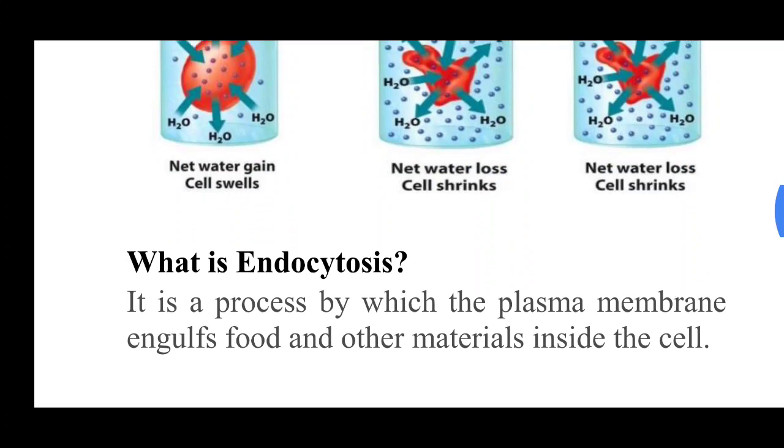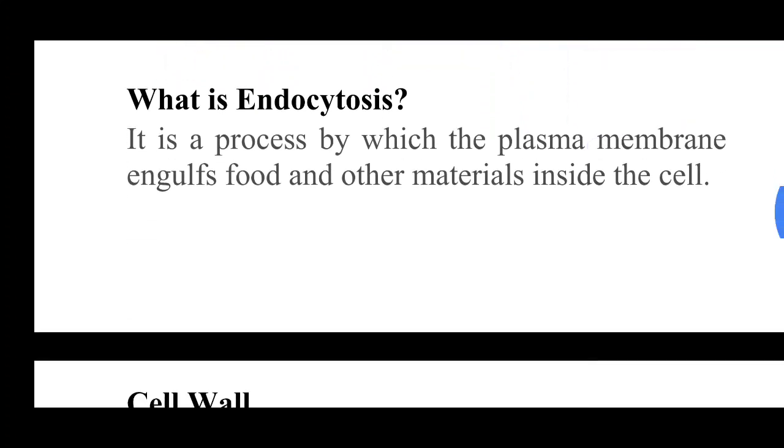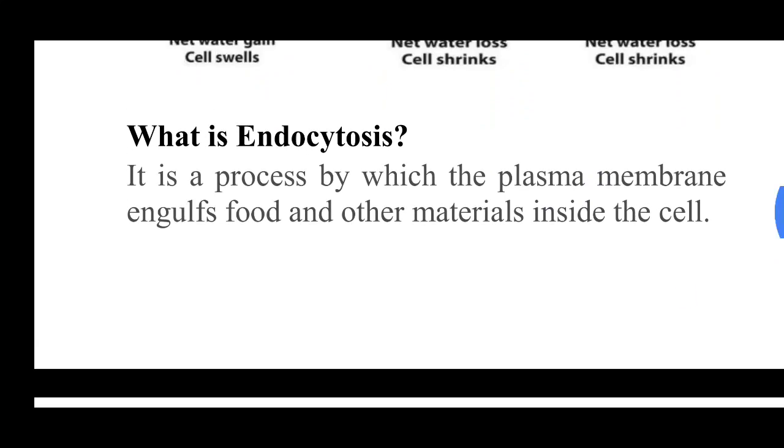Now next is, what is endocytosis? It is a process by which the plasma membrane engulfs the food and other material inside the cell. Now you would have seen an amoeba. How does an amoeba take up the food material? It moves with the help of false feet known as pseudopodia. It takes up the food.